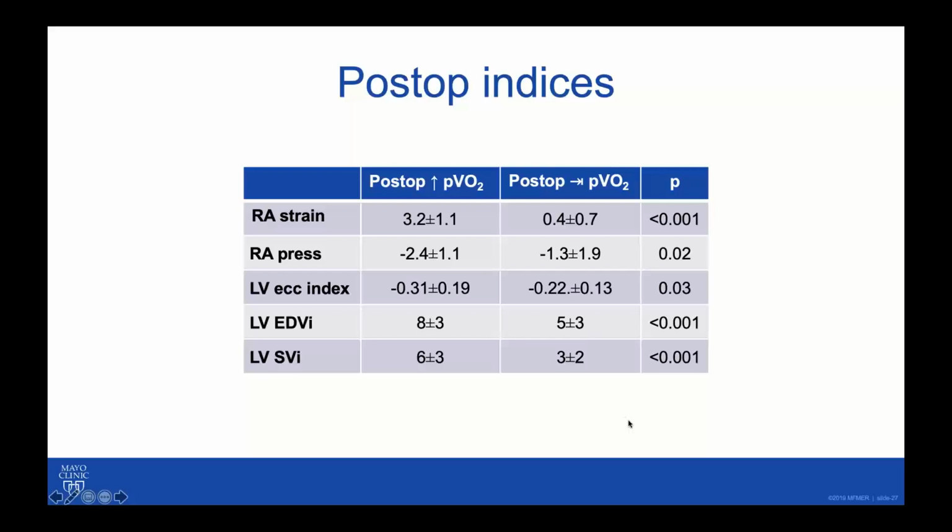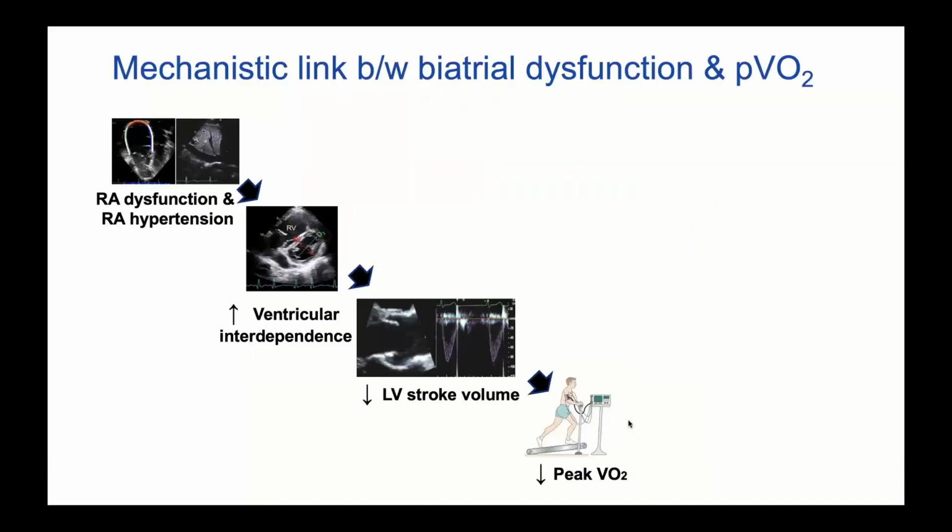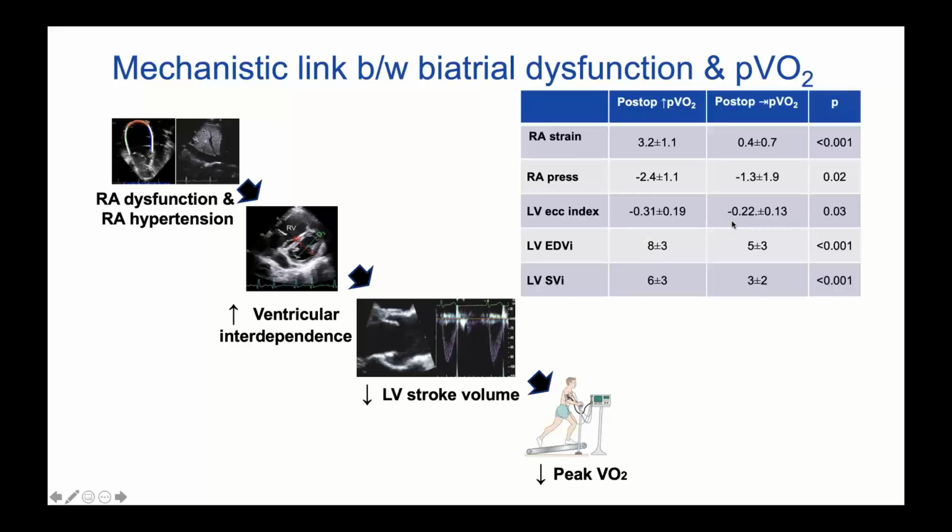They had more improvement in RA function and hemodynamics and improvement in LV as compared to those that didn't improve. So if we go back to the conceptual framework that I presented, what we observe now is that for people with significant TR and a surgical indication, if you do the surgery early enough, before there is significant deterioration in RA function and hemodynamics, you're actually able to reverse the decline: improve right atrial function, improve the interdependence, and improve filling of the left ventricle, and hence peak VO2 post-operatively.